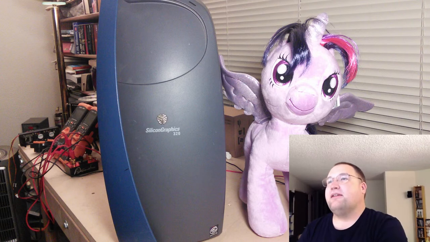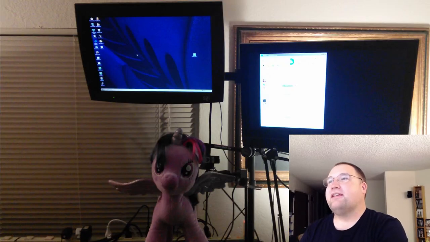And there we go. 320 put back together again. And there's a shot of the setup. That's my 1600 SW SGI monitor there. The LCD, of course.